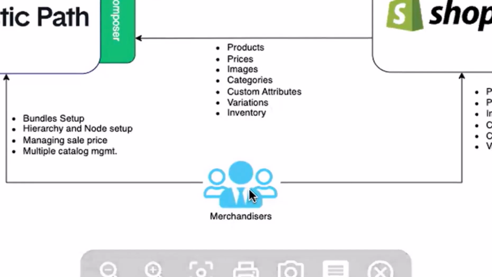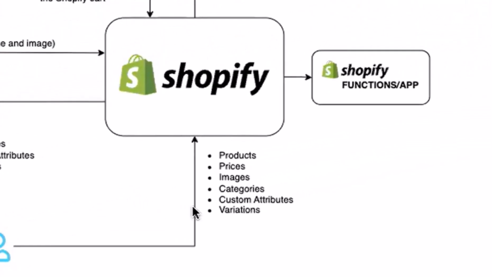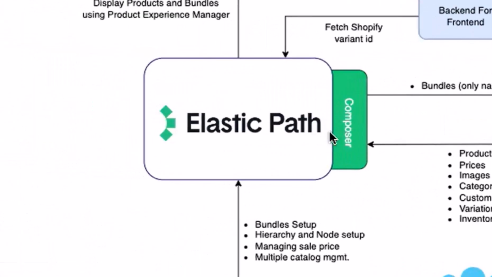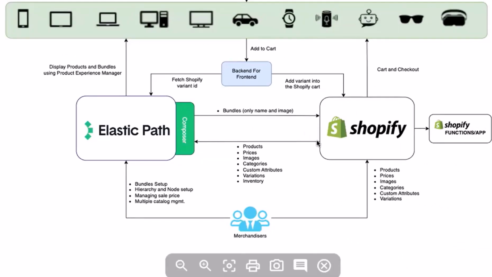Your merchandisers have already created standard products, variants, prices, images, categories, and attributes in Shopify. We have created a turnkey integration in Composer, which will sync all your catalog data from Shopify to Elastic Path. This will also load Shopify product and variant IDs into Elastic Path.